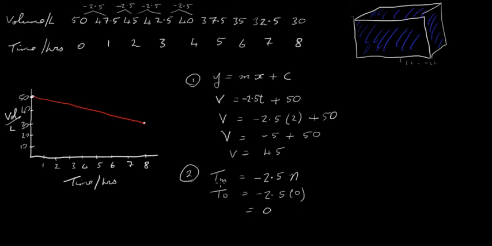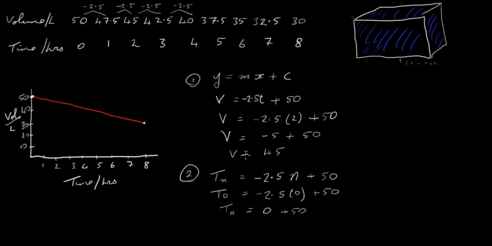Now, T0, our term 0, is not 0. Our term 0 is 50. So what would we have to do here to make that a 50? We would have to add 50. So our formula is Tn is equal to minus 2.5 n plus 50. And that will give us an answer of 50 if we put 0 in.